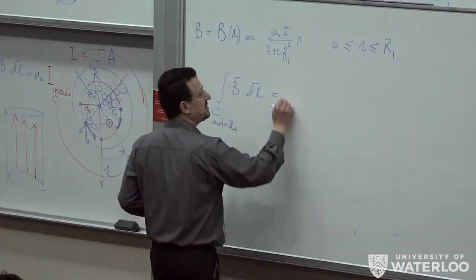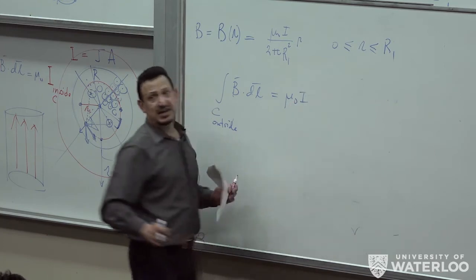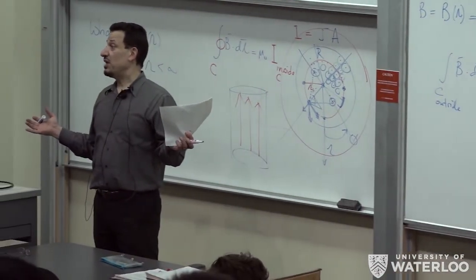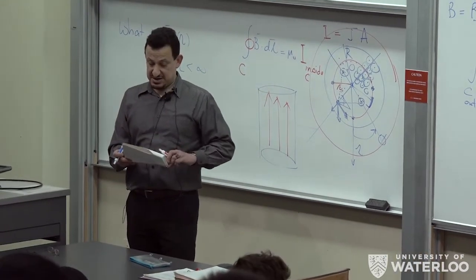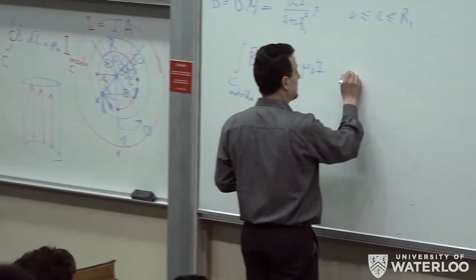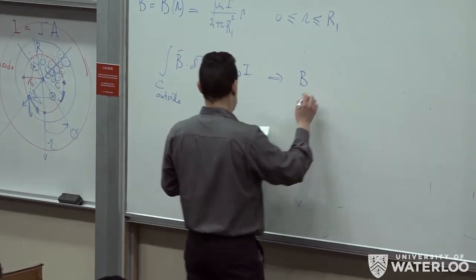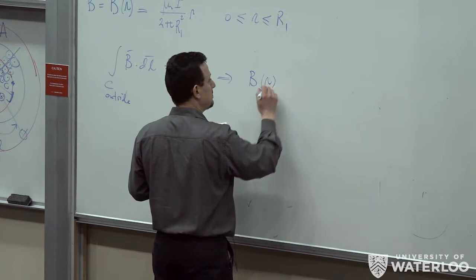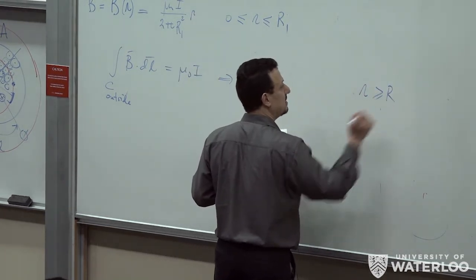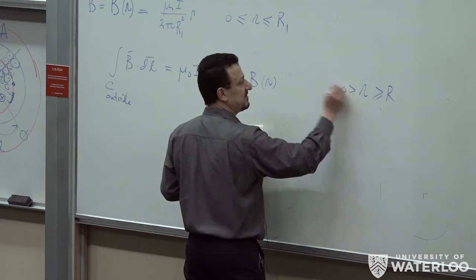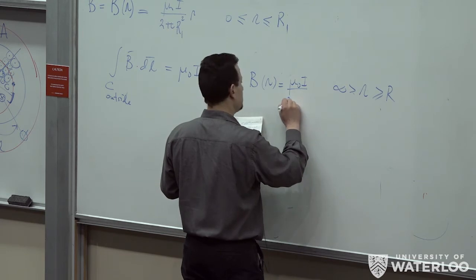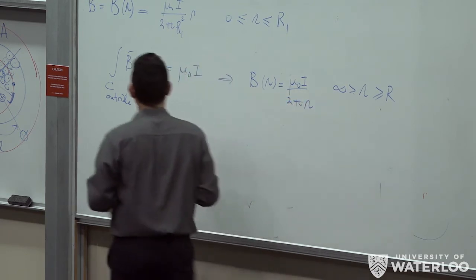Outside the wire, this will be mu naught I. Which I? The entire I that goes into this wire. So finally, I come up with B of R for R outside, greater than or equal to R1, of course less than infinity. This equals mu naught I divided by 2 pi R.